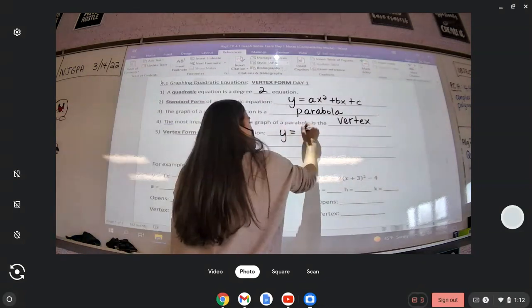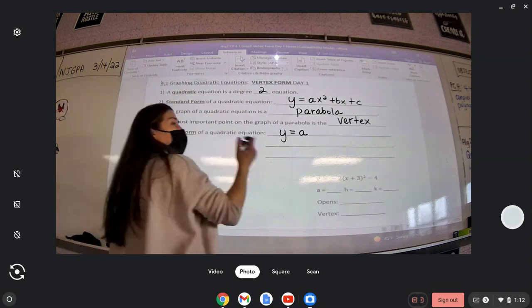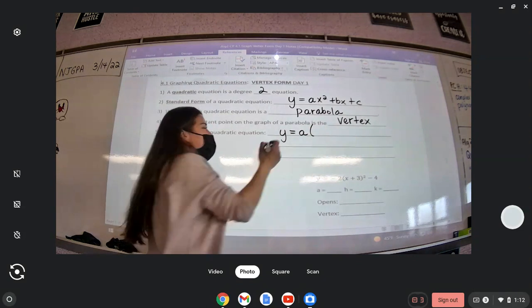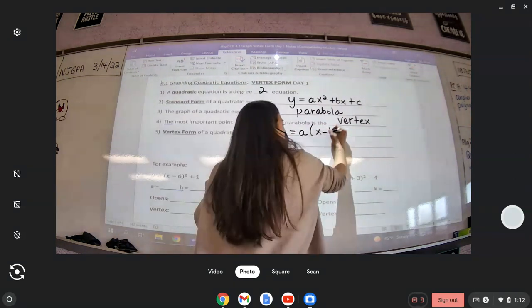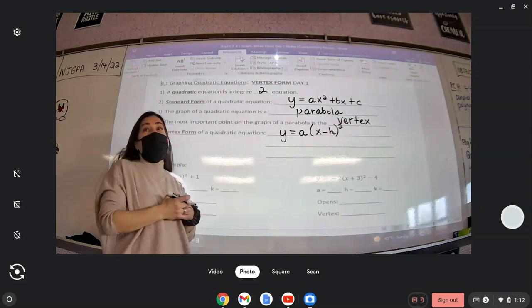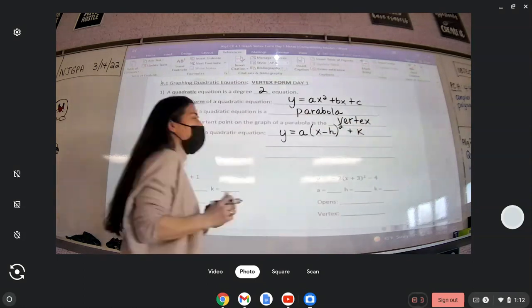y equals a. A is still your leading coefficient. It is still going to be the number way out in front that tells us if the parabola opens up or down, and it's still the number the pattern depends on. It doesn't matter what form you're in, a is our guy. All right, this is where it starts to get weird. It's going to be y equals a times the quantity x minus h, quantity squared. h is just the variable they use. And then plus k.